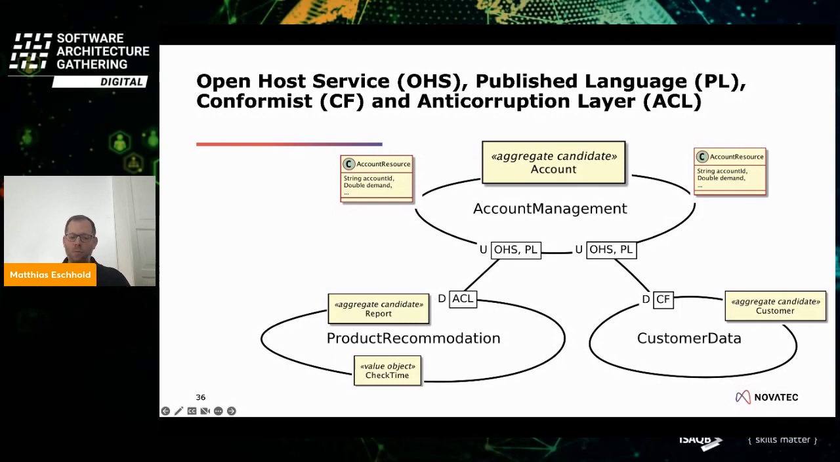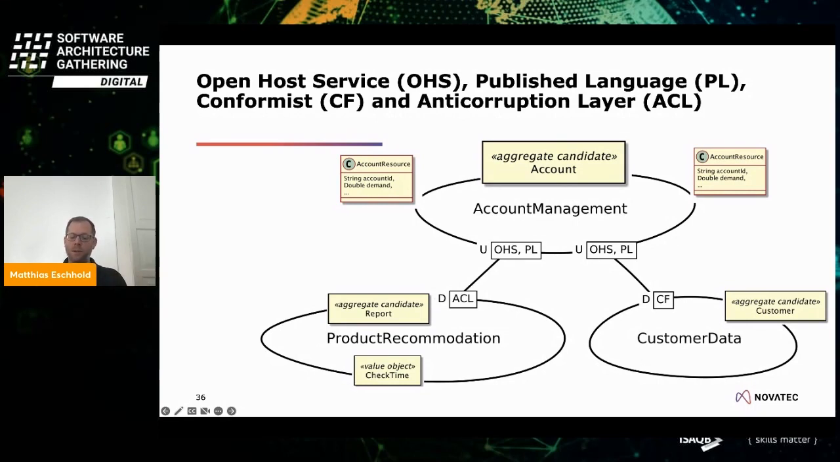Think about model propagation. We saw the use case with the check interval for reports. This is an additional example where the product recommendation has its own meaning about the domain model account, and it has to extend it in its context boundary with the check time. And the solution is now to break the model propagation with an anti-corruption layer.